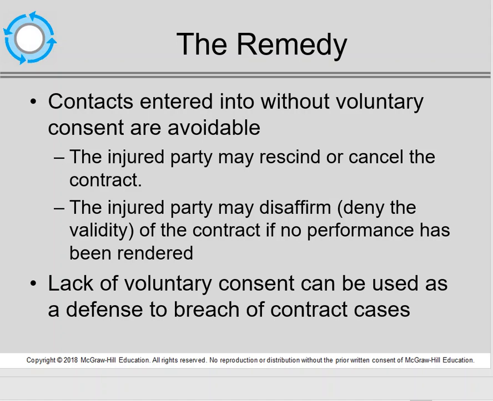If no performance has been rendered yet, the injured party may just disaffirm or cancel. Again, here, the injured party can rescind the contract if it's already started, or cancel and go back to the position he or she was in. If no performance has been rendered, really the party who would have been injured may just disaffirm.